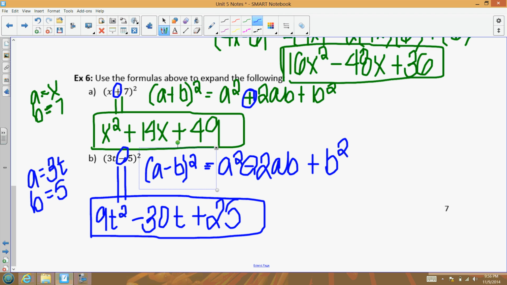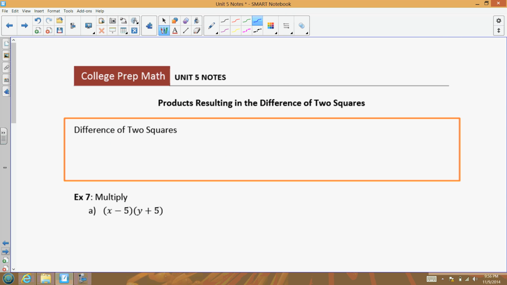Let's look at one other special property which you've heard of before. So let's go and look at this one. This is called the difference of two squares, or the difference of perfect squares. You've heard of it when we talk about factoring. We will get to factoring.